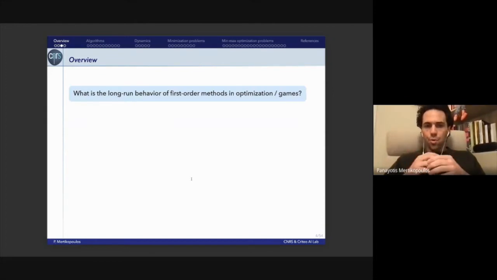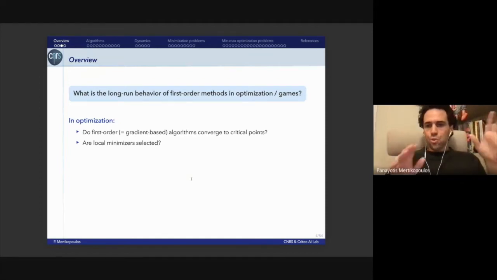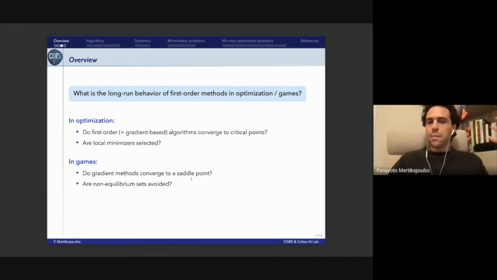If you want the overview, what I'm trying to summarize in this talk is some conclusions or some high-level takeaways for the long-run behavior of first-order methods when applied to minimization problems, games, and min-max optimization problems in particular. And two of the overarching questions are, from a minimization perspective, whether first-order gradient-based algorithms always converge to critical points and whether they select local minimizers, and whether in min-max optimization basically the same lessons apply, whether gradient methods converge to a saddle point. What are the convergence candidates, if you will, for min-max optimization methods, and whether non-equilibrium sets or non-saddle point sets are avoided in this case.